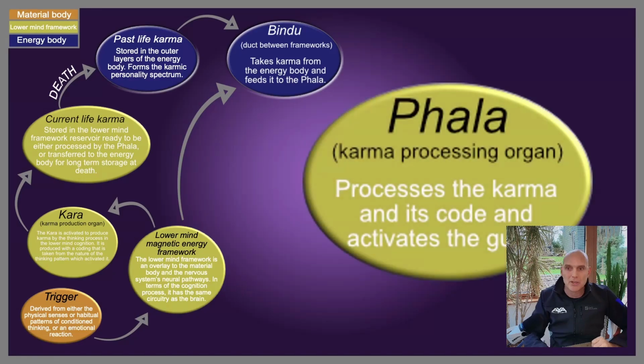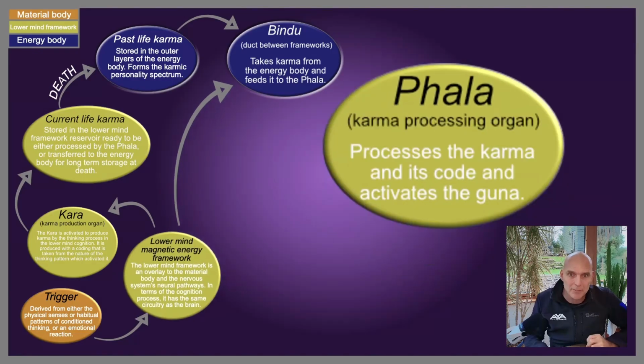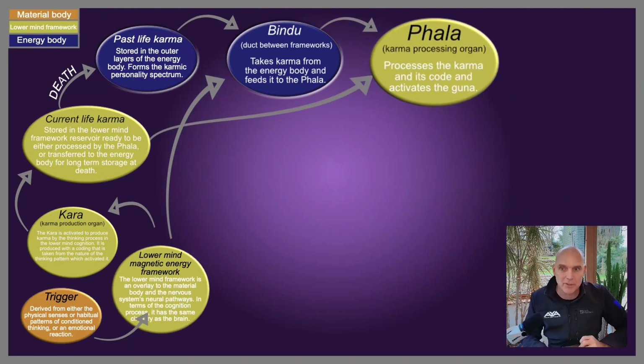And what processes it? The phala, the karma processing organ. That processes the karma with a particular programming on it. Now I've put another arrow there. You'll notice that I've put a long arrow from current life karma up to the phala as well. That is to show that the phala actually does draw from both places. It draws from the bindu, i.e. past life karmas, and it also draws from the current life karma. So we're always burning karma from two different sources, past life and current life.